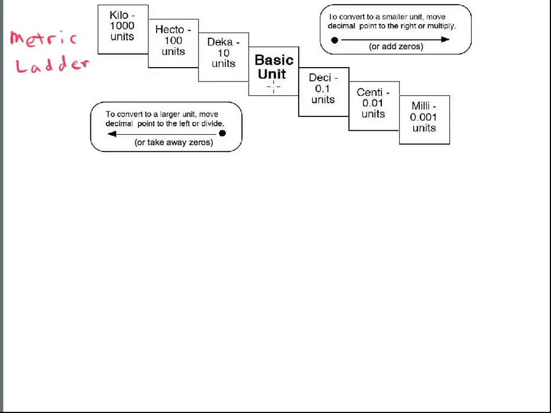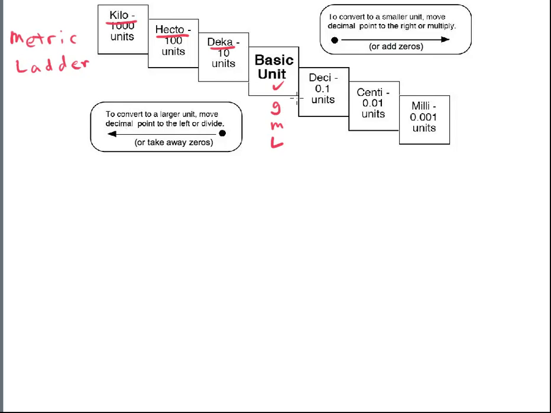We start off in the center here with the basic units of metric, and we know that to be grams, meters, and liters. And then we have the prefixes to the left and to the right. If we have 10 grams, for instance, that would be a decagram. 100 grams would be a hectogram. 1,000 grams would be a kilogram.